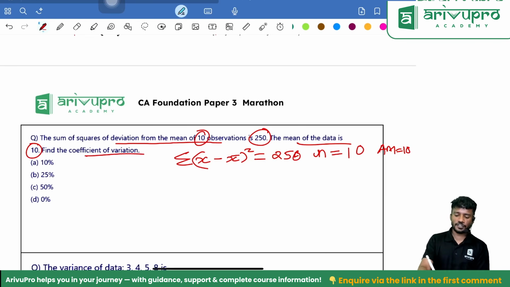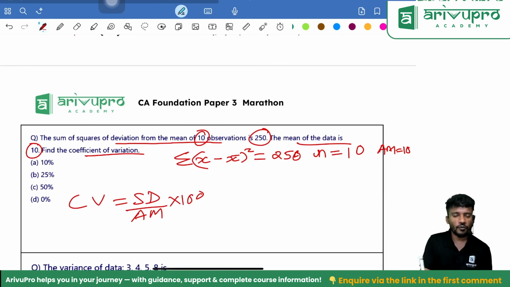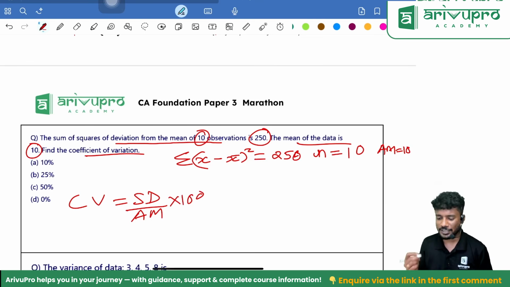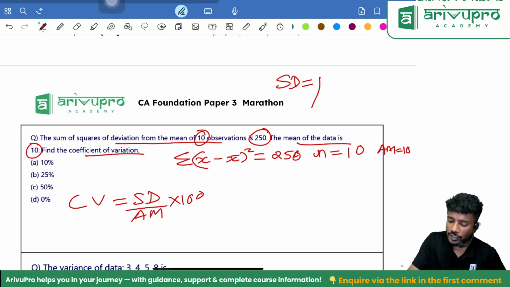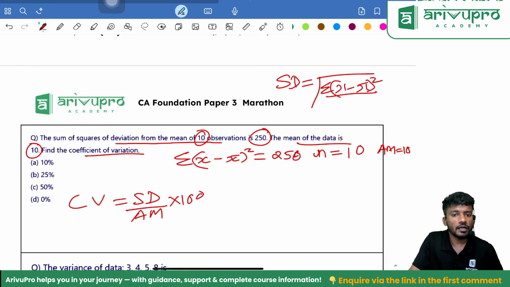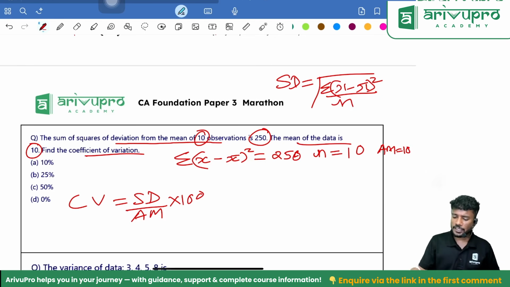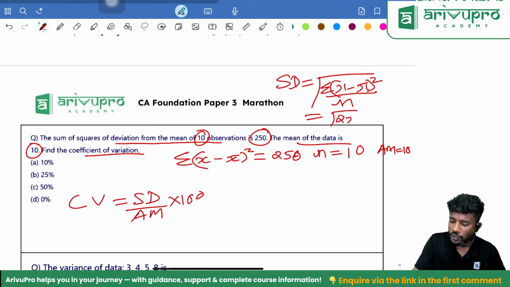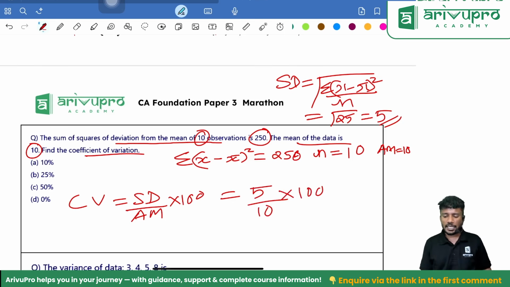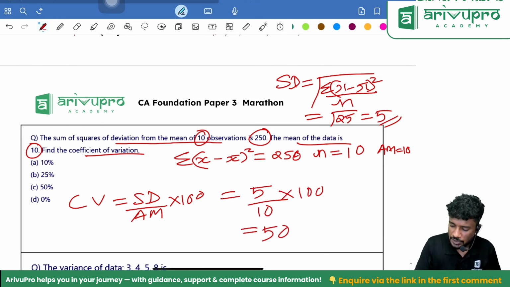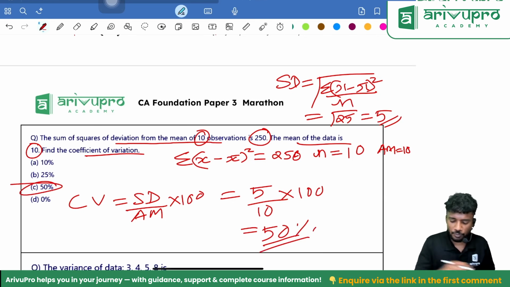For finding the coefficient of variation, the formula standard deviation divided by arithmetic mean into 100 should be used. Now, what is the formula for standard deviation? Sigma (x minus x bar) whole square divided by n. Get the value of standard deviation. That is equal to root 25, which is equal to 5. So 5 divided by 10 into 100. How much is the answer? 50%. Yes, the answer is option C.